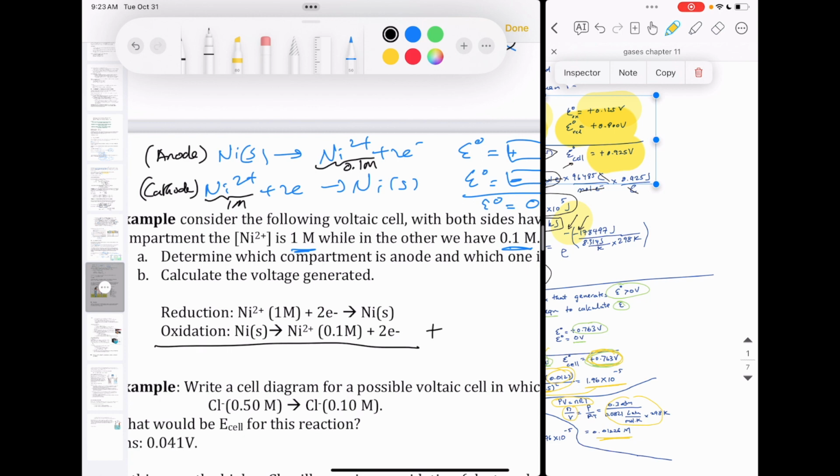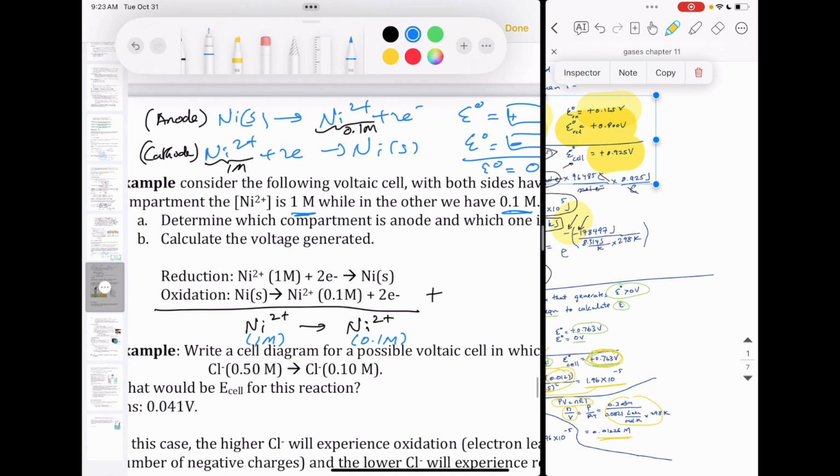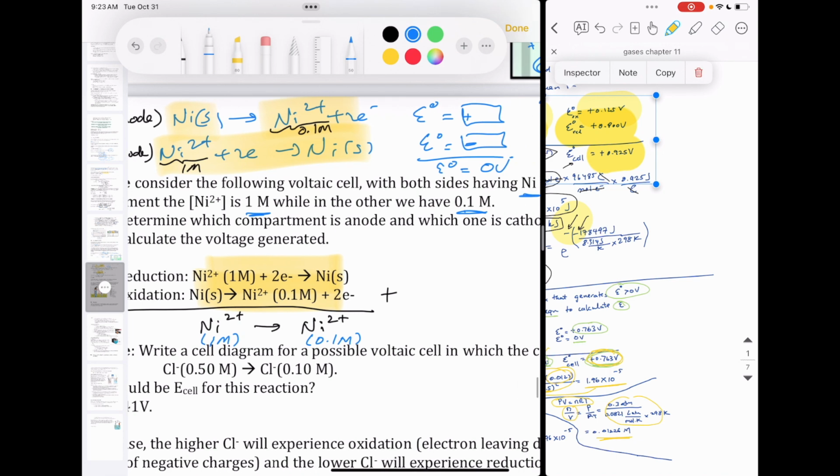So in this case, if I add these two reactions together, I get nickel 2+ goes to nickel 2+. If you write it that way, you don't see a difference, but keep in mind that the nickel 2+ on this side is 1 molar, and the nickel 2+ on this side is 0.1 molar. So this is just a rewriting of the top equation that I've written on the top. I just typed it here at the bottom.